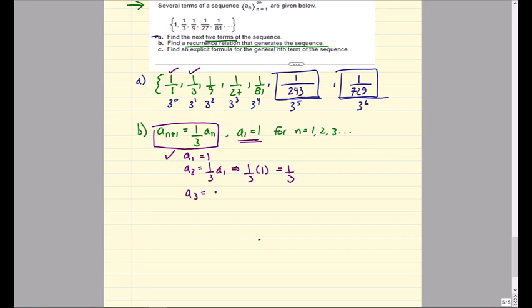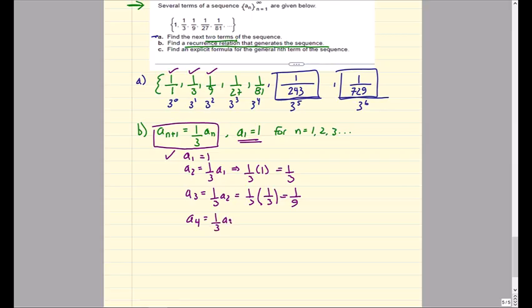Let's look at a sub 3. That should be 1/3 a sub 2. A sub 2 I just found to be 1/3. 1/3 times 1/3 is 1/9, and that checks off the third term. Now, I better check just a few more. I don't want to get in the habit of just assuming, oh, if the first 2 or 3 work, they all work. We saw that in a previous problem that wasn't true.